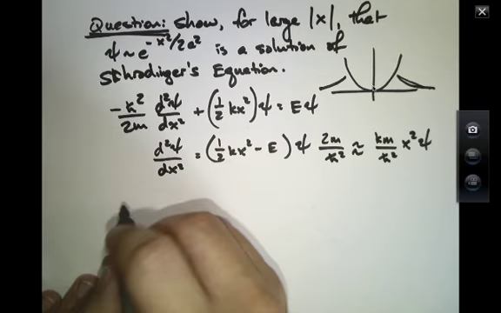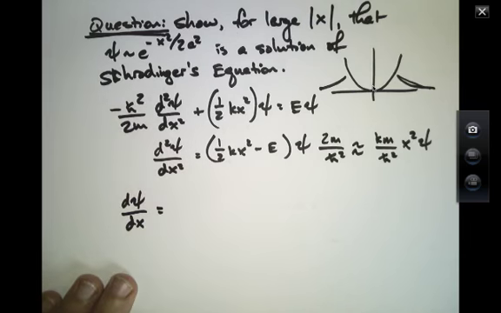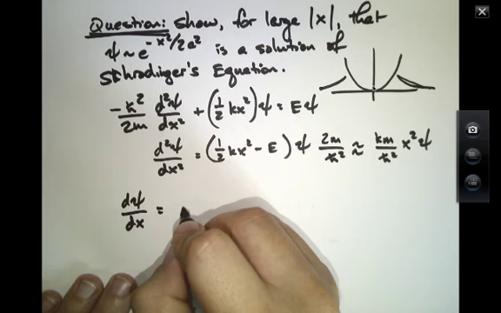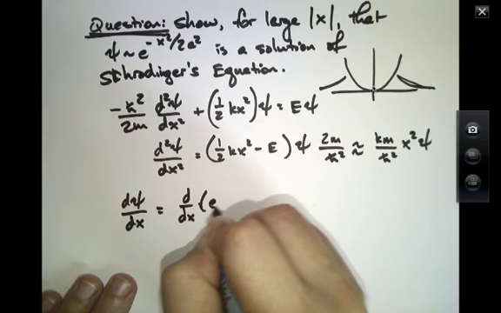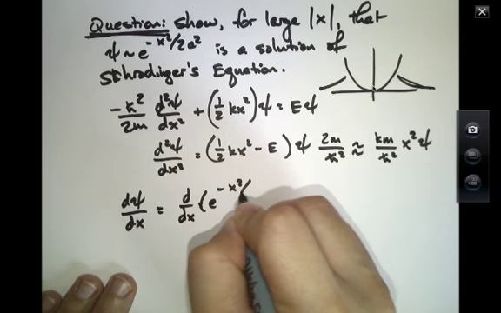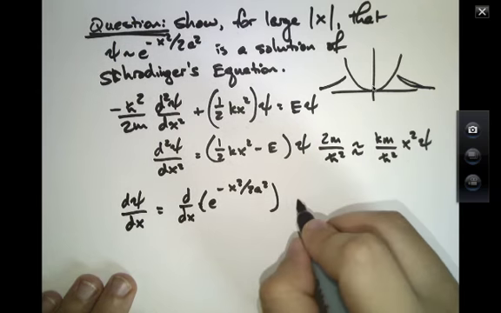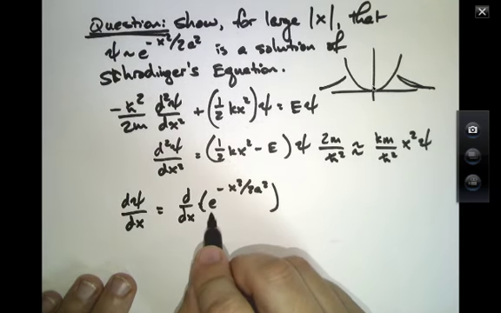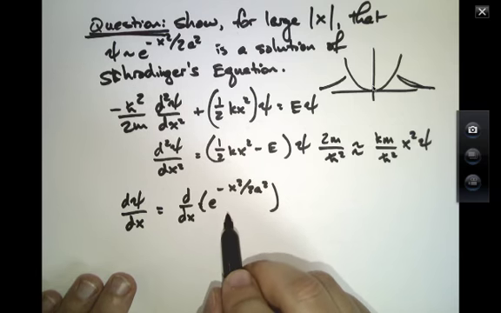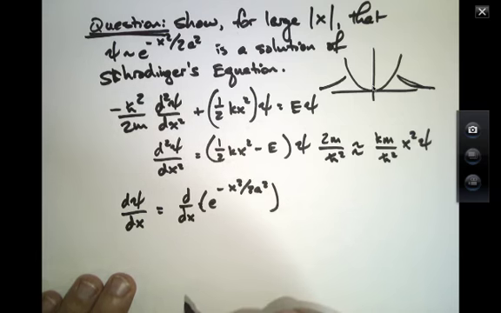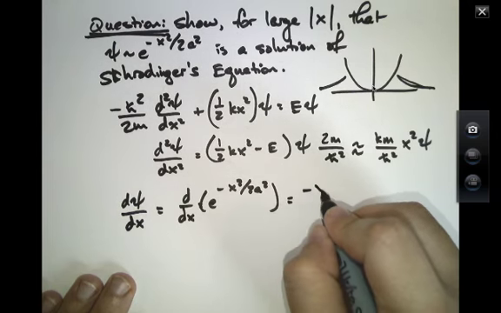The first derivative of psi is easy enough to do. I'm just going to do this by chain rule. I have e to the minus u, so I have to do the derivative of that, and then I have to do du dx. So the first derivative will look like this.